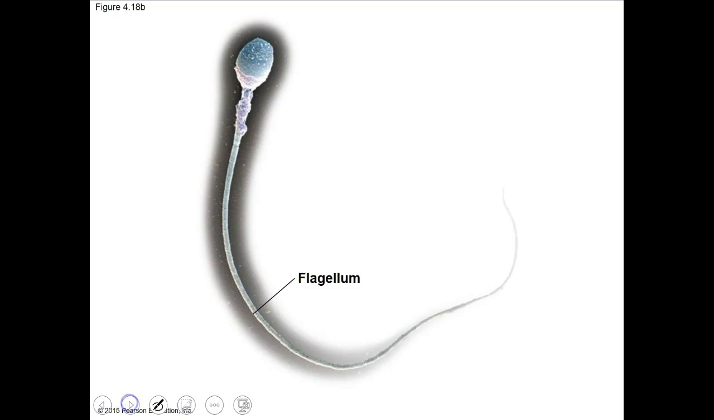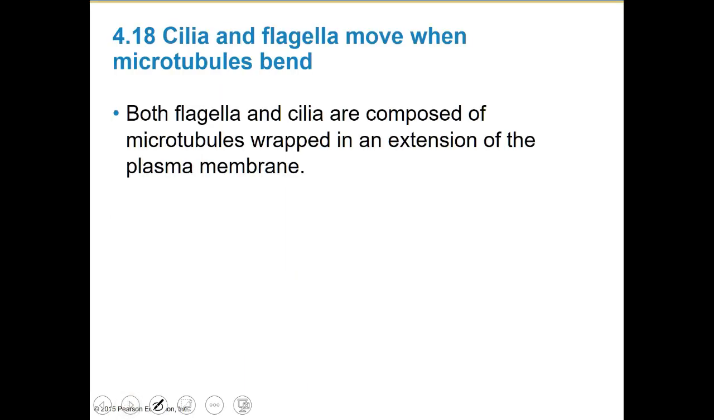Okay. Let's see. So flagellum is common. The only real animal one, or at least human one for sure, is sperm. It has the long tail of the flagella to allow movement. Both flagella and cilia are composed of microtubules that are wrapped in an extension of the plasma membrane. So the whole idea here is that it's just cytoskeleton that comes out of that plasma membrane.